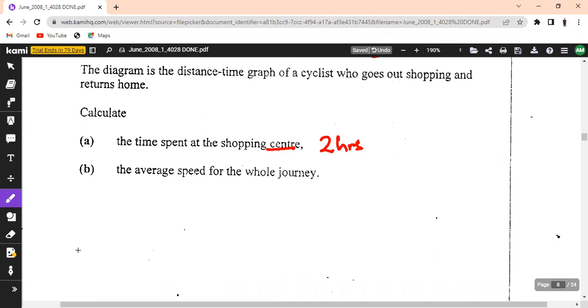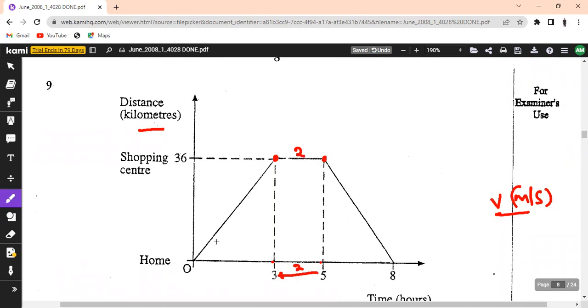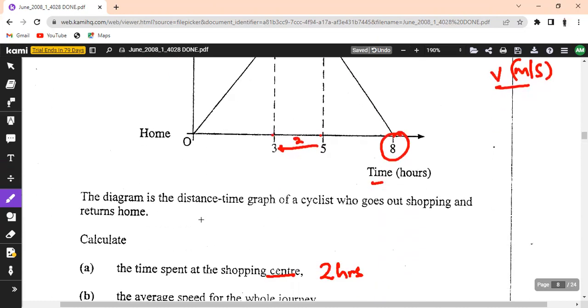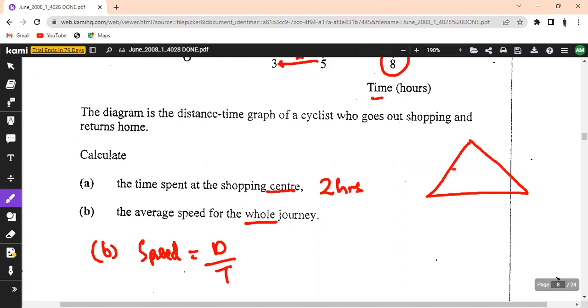Okay, the average speed for the whole journey. When you are dealing with the distance time graph, this here gives you the total distance, which is 36 kilometers. And this is your total time, which in this case is 8. The average speed: we know that speed is equivalent to distance over time. Let's write this, distance over time.